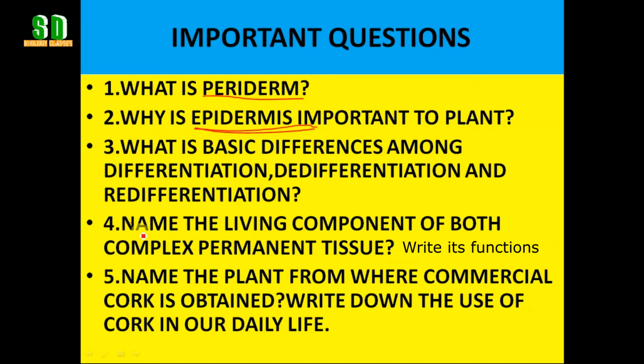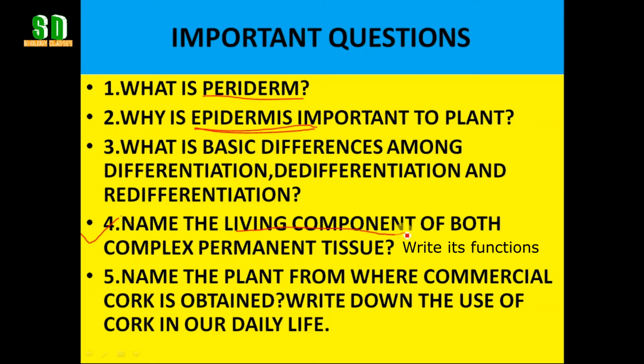Now students, we will see another question, that is, name the living component of both complex permanent tissues. Can you remember the different components of xylem and phloem? In xylem, we have seen that most of the components are dead. Only the xylem parenchyma is the living tissue. Whereas in phloem, most of the cells are living, and only the phloem fiber is dead.